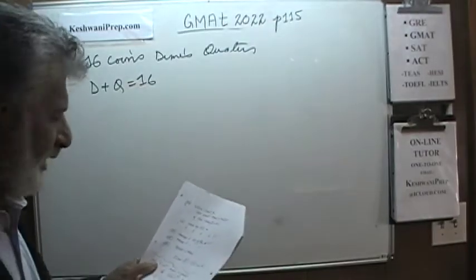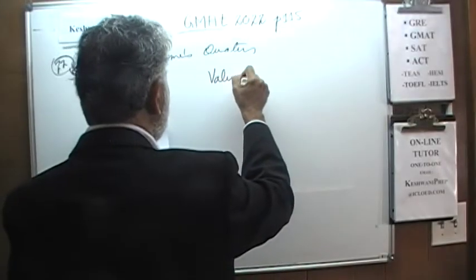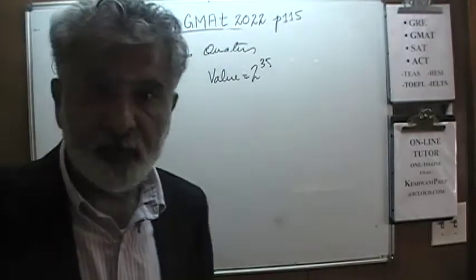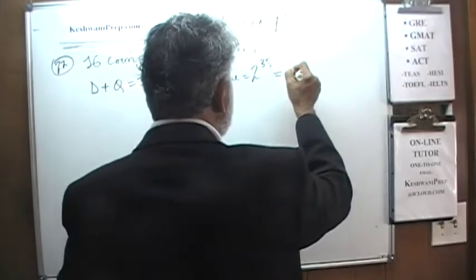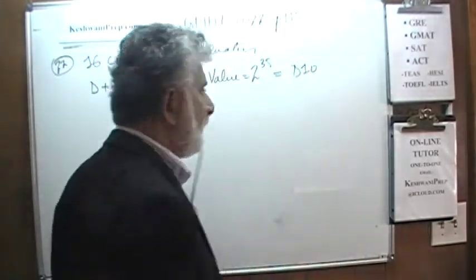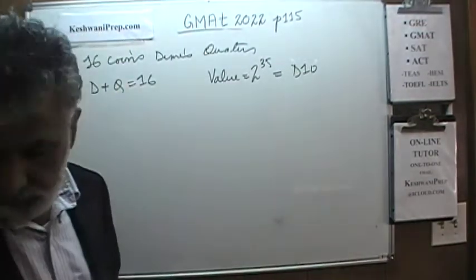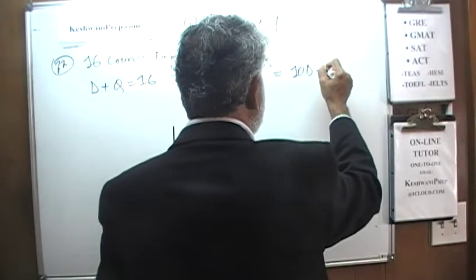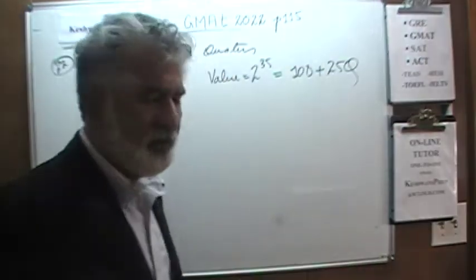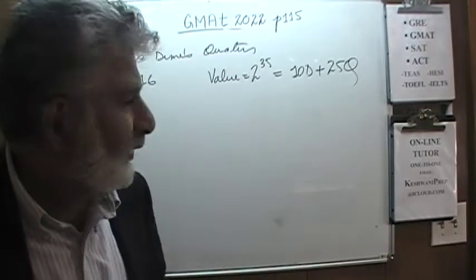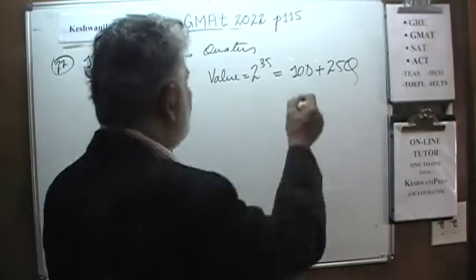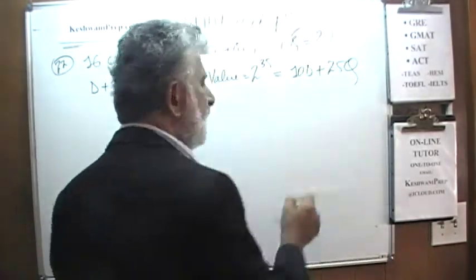We are further told that the value of these 16 coins is 235. Since dimes represent 10 cents, let's write it in a proper way: 10d plus 25q. 25 times q represents the value of the quarters. If you add up these two values, you get 235. There we go. We have two very simple equations. The question simply is, how many quarters do we have? We just have to solve for it. Very simple, very straightforward. Two simple linear equations.